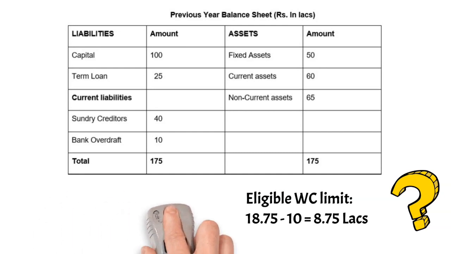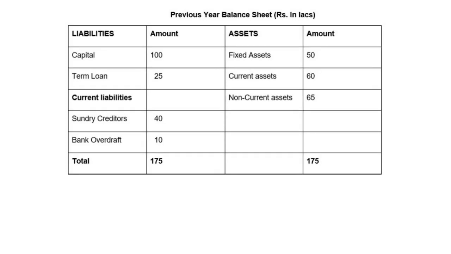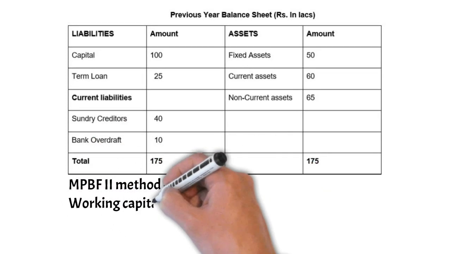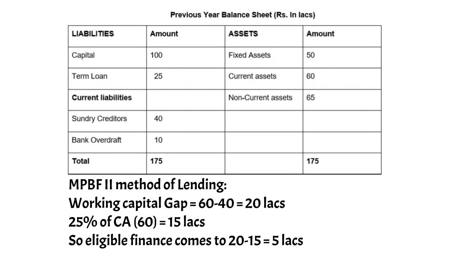I know you are a smart banker and you have watched my previous contents on MPBF. So you try your luck in that route as well. Working capital gap comes down to 20 lakhs. 25% of current asset is 15 lakhs. So the eligible finance comes to 5 lakhs. Now you are stuck in Bermuda's Triangle. This technically means that you have overfinanced the unit.